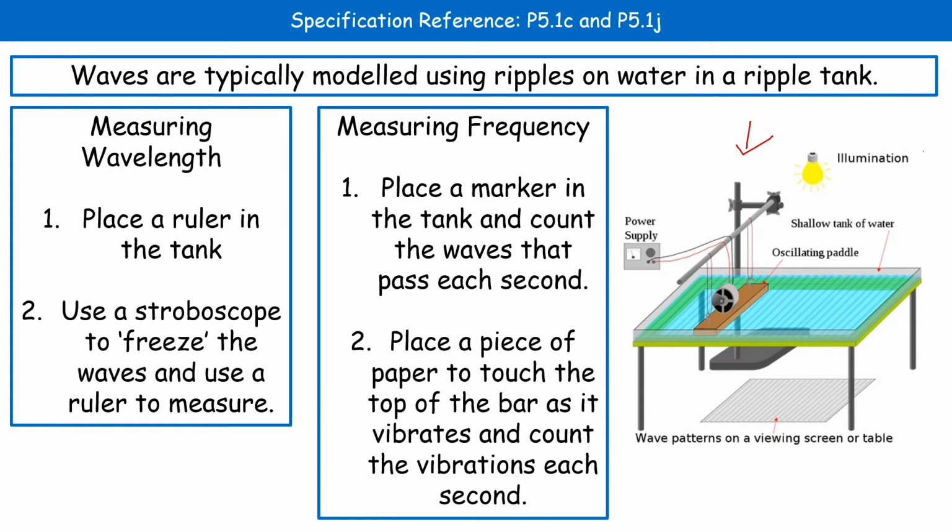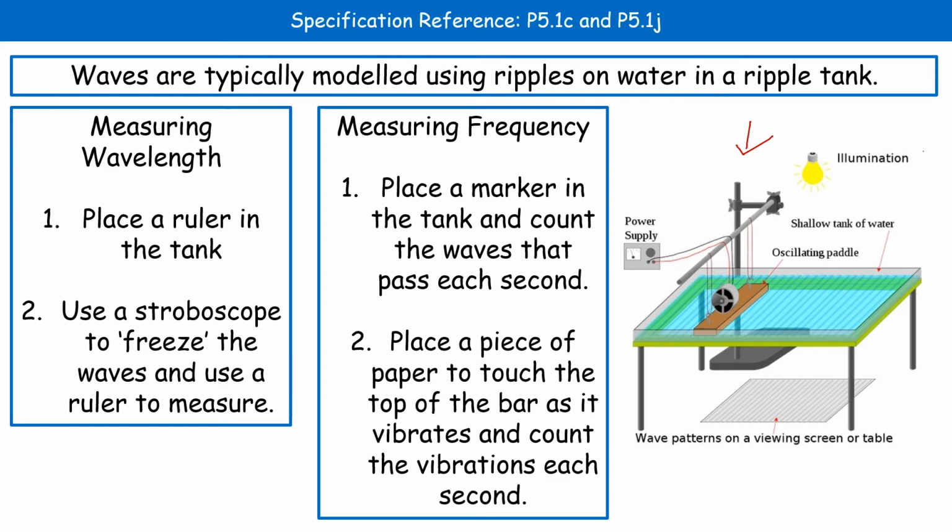Now, what we can do is measure either wavelength or frequency using our ripple tank. And there's two ways to do each. So if we look at measuring wavelength first of all, in order to measure the wavelength, you can literally just drop a ruler into the ripple tank, and then start it off. As those little waves are travelling, you're then going to try to judge, obviously, the distance between them. Not easy, because obviously they are moving.